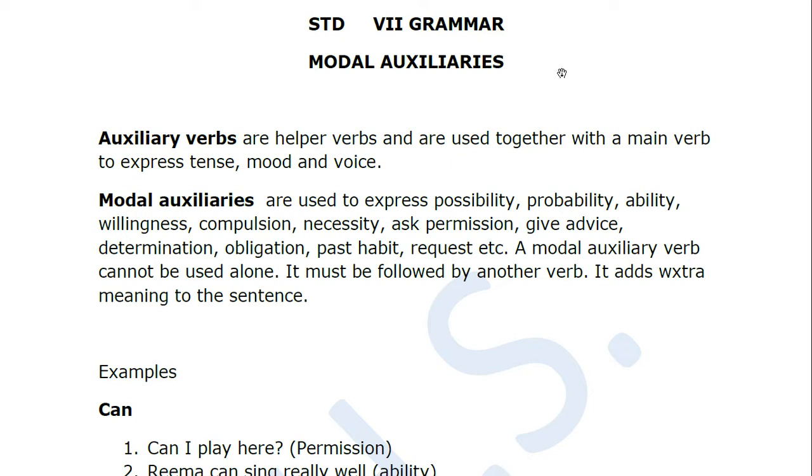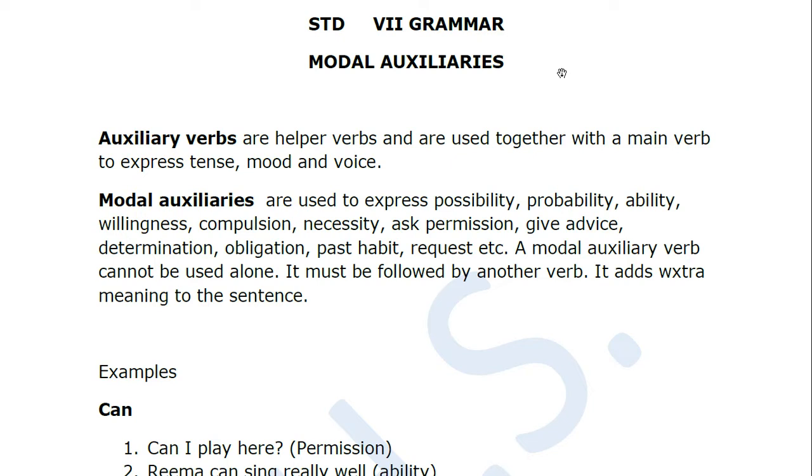As we have learned about the auxiliary verbs in the previous session, today we will learn about modal auxiliaries. Auxiliary verbs are helper verbs. As you know, I told you they add more meaning to the actual action that is done. That action means verbs. So they add extra meaning to the verbs. That's why they are called helper verbs and are used together with the main verb to express tense, mood, and voice.